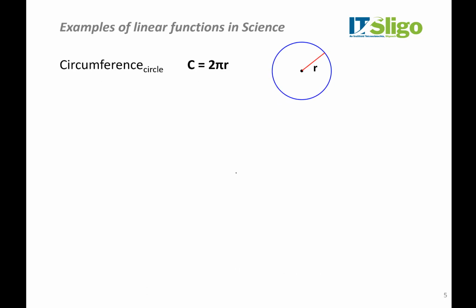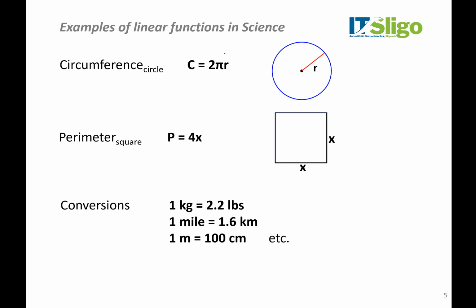Just a few examples. You need to know these guys. When we talk about linear functions, I will always be looking for its simplest equation, its general equation, what a graph looks like, and a few examples of where linear functions occur in the real world or in science. So the circumference of a circle is an example of a linear function. There's only one input, which is r, and the highest power is 1. Perimeter of a square, similar. And any conversion factor is a linear relationship.